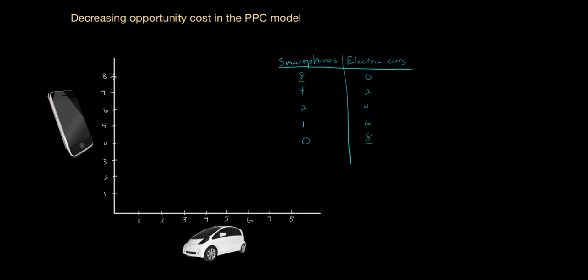Let's start by plotting the points on our production possibilities table on our graph. We've first got a point up here at 0 electric cars and 8 smartphones. Then we've got a point at 2 electric cars and 4 smartphones. And then we've got a point at 4 electric cars and 2 smartphones. That's here. Next, 6 electric cars and 1 smartphone. That's here. And finally, if this country were to allocate all of its resources towards electric cars, it would produce 0 smartphones.